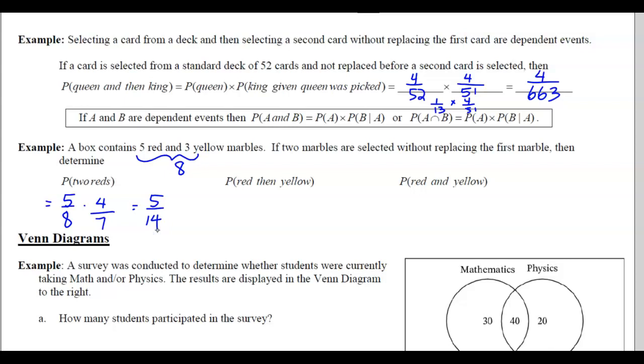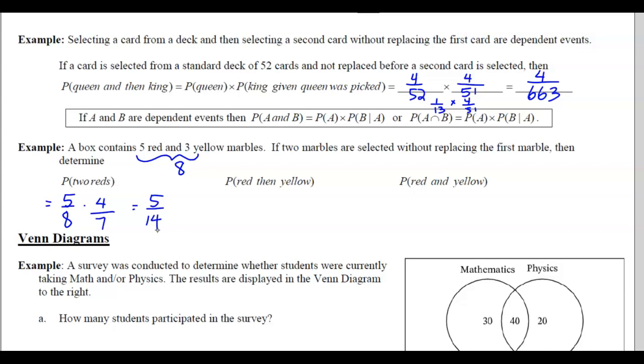Sometimes we'll ask for fraction form, always in lowest terms. Sometimes we'll ask for decimal form. We'll say what to round to, probably the nearest 10,000th, just to be pretty accurate. And then sometimes we might say percent.